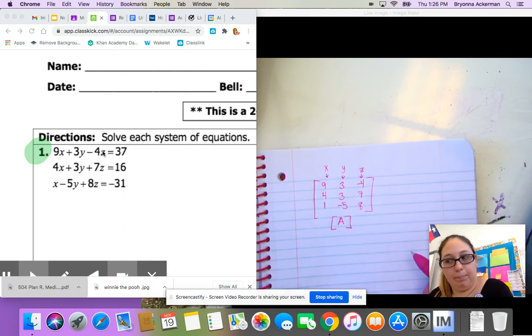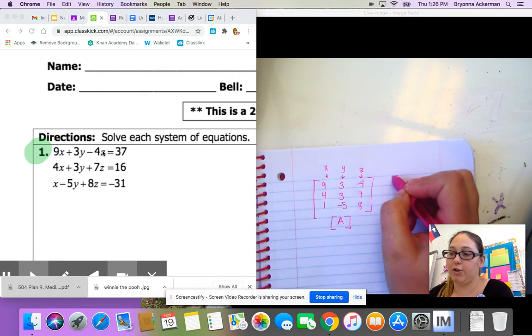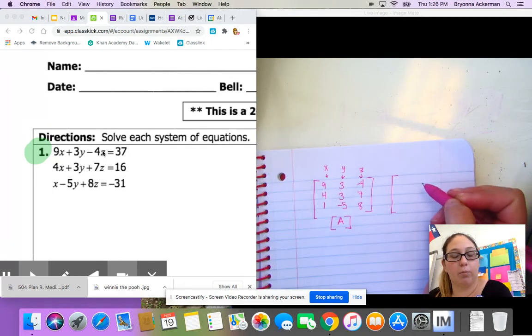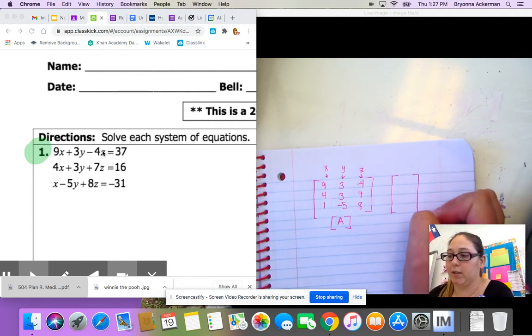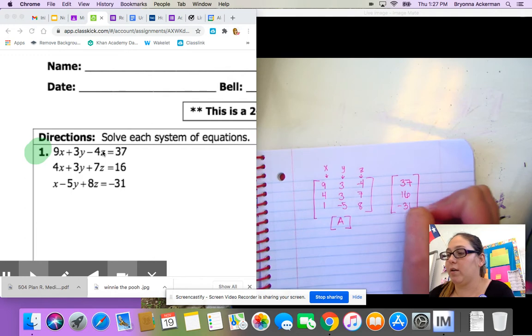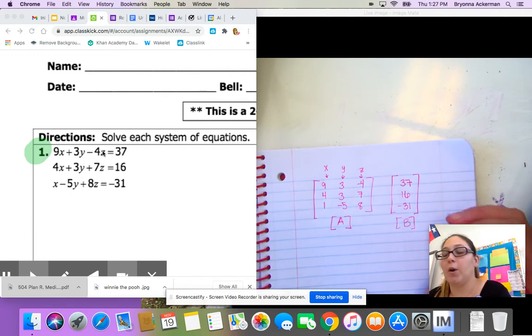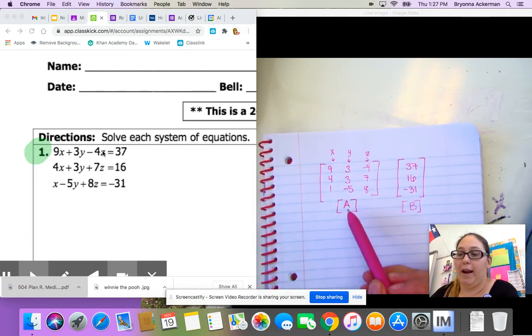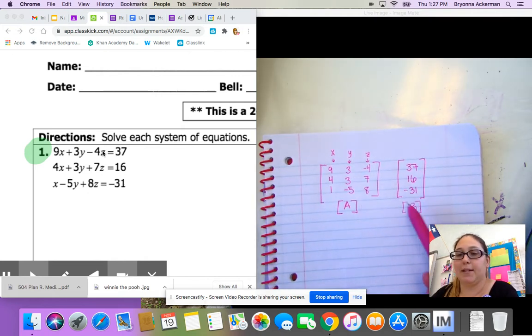To set up matrix B, because we also need matrix B in a minute, those are the answers. Those are the things on the right side of the equal sign, your constants. In this case, we have 37, 16, and negative 31. And so this is matrix B. Okay, we're going to enter these into the calculator, and we have to enter them while we're naming them. We're going to name this matrix A. We're going to name this matrix B.